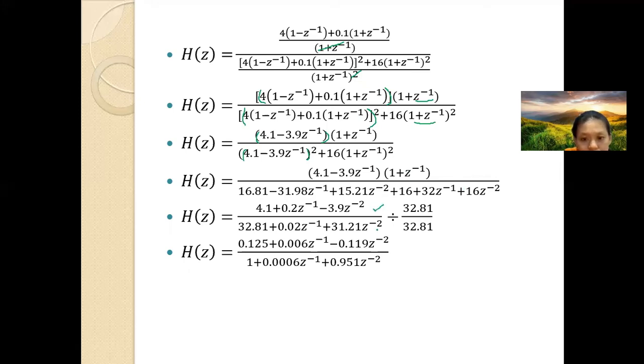After that, we want to make it into the simplest form so that we can draw our realization form image. So we divide by 32.81. Above we divide by 32.81, below we also divide by 32.81. By keying in the calculator, we will get the answer in this equation. After we get this equation, we have to realize our transfer function into direct form 1 or direct form 2. In this case, we will draw our system into direct form 2.